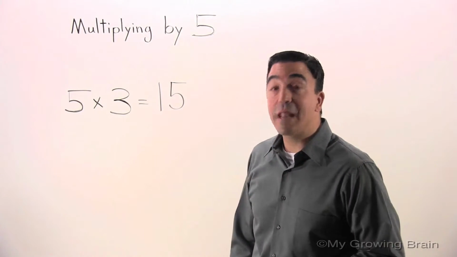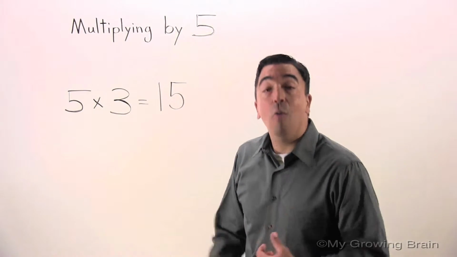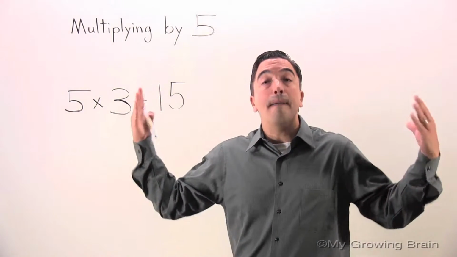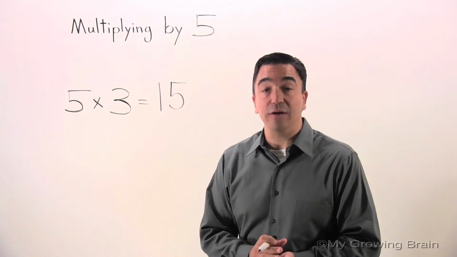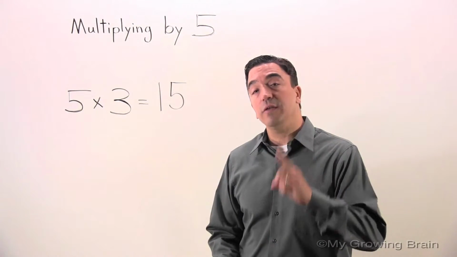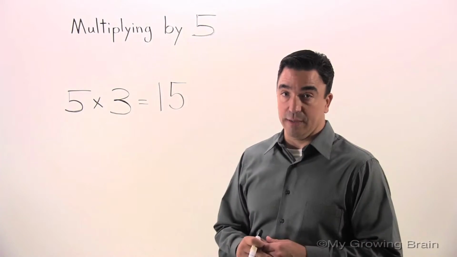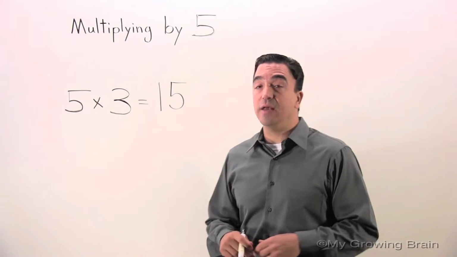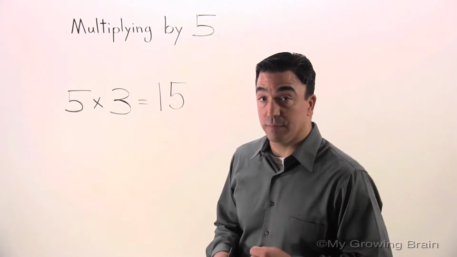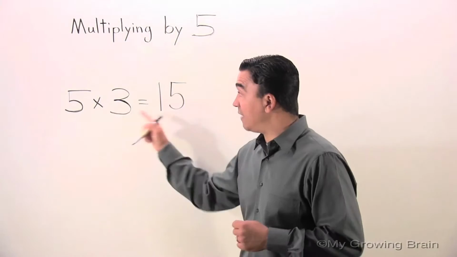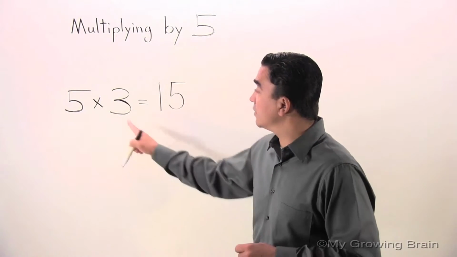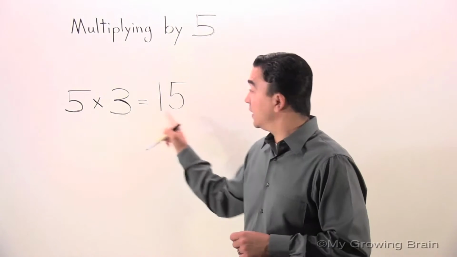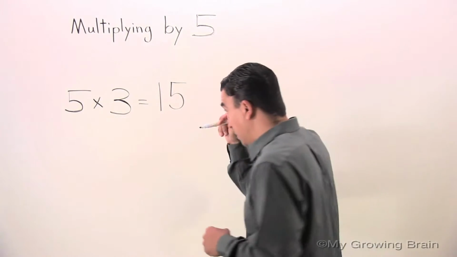You know that. I know that. We both know that because we've memorized it. But memorization is just half the battle. You also need to know it conceptually. Multiplication is the shortcut for addition. So if we know that 5 times 3 is equal to 15, then we also know that 3 fives equals 15. Let me show you.